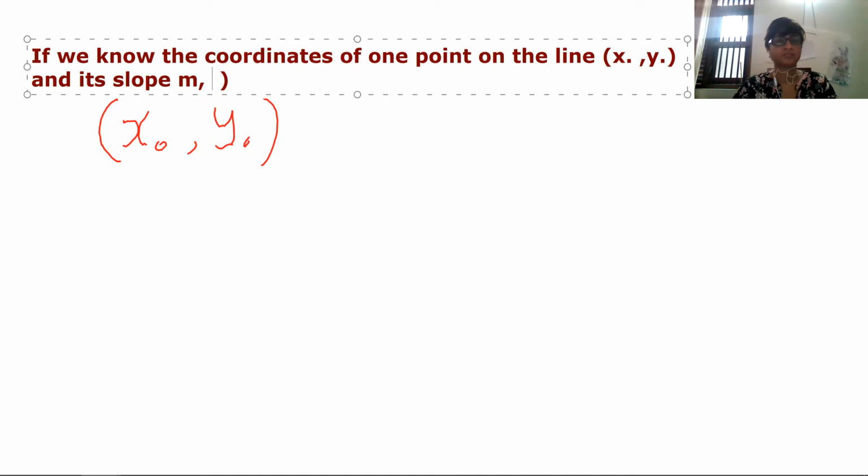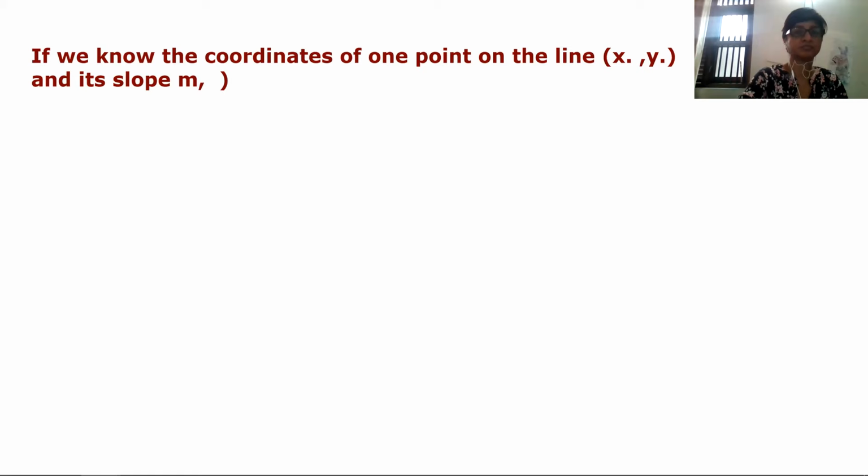If we know the coordinates of one point on the line, x naught, y naught, the reason why we put naught is to say that that's a specific point. It's not a general point, x comma y. It's a specific point, like 2 comma 3, 5 comma 9, something like that. And its slope m, comma, its equation can be written in point slope form, in red.